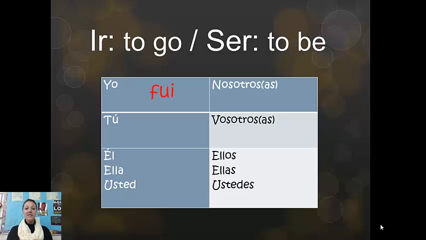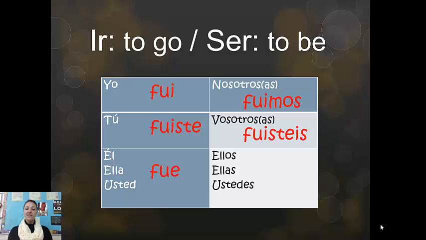So the yo form is the verb fui. The tú form, fuiste. El usted form is fue. Nosotros fuimos. Vosotros fuisteis. And ellos, ellas, and ustedes fueron.